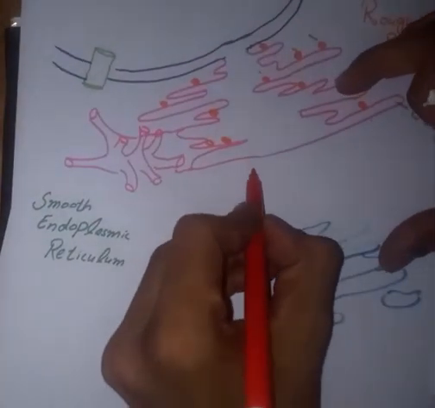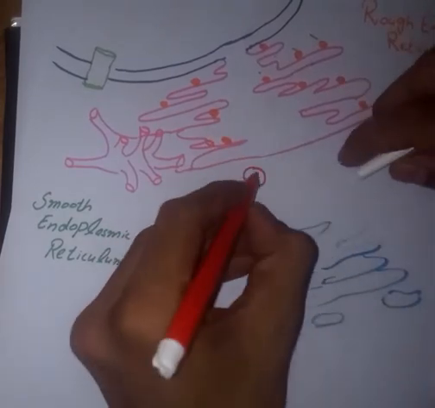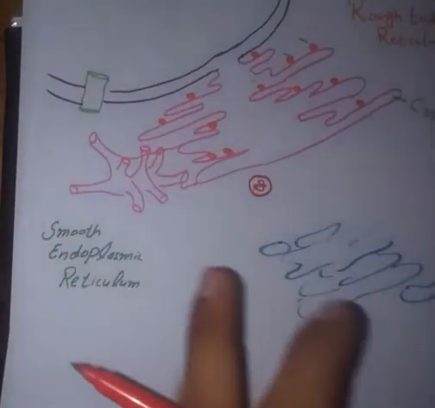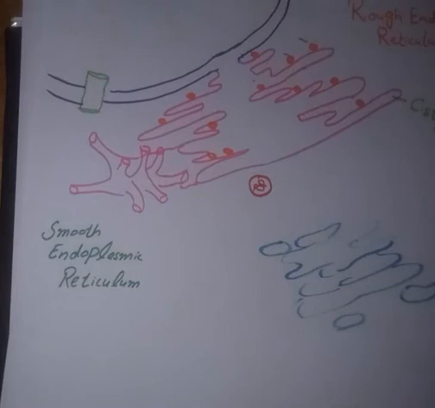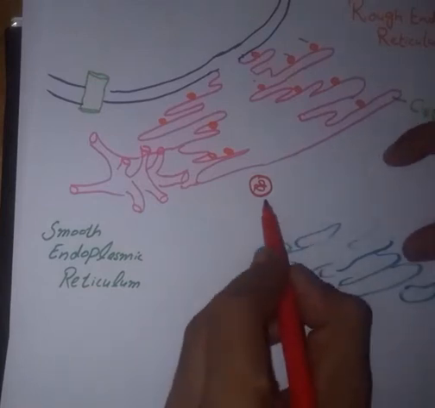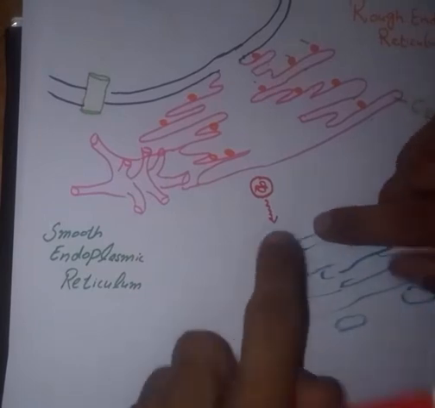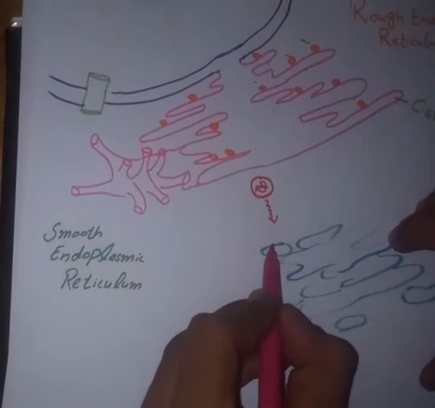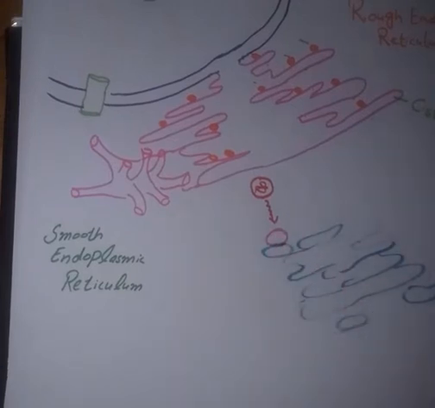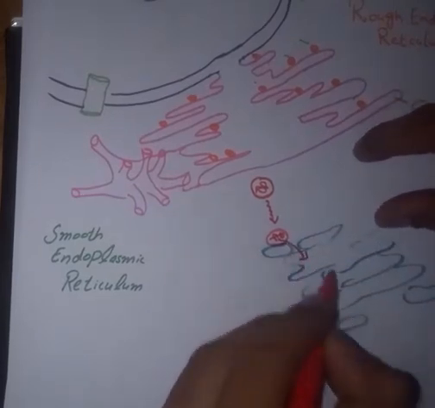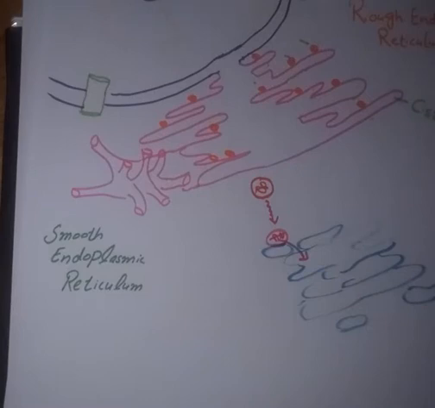Yeah, it's right there. Now for example, this is a bud and it is having a quaternary protein. With the help of the cytoskeleton, you know, there are lots of proteins scattered inside the cell, and they are forming a cytoskeleton. With the help of the cytoskeleton, this bud will move toward the Golgi apparatus, and then it will fuse with the Golgi apparatus, and the quaternary protein will be transferred to the Golgi apparatus, where further post translational modification will take place.